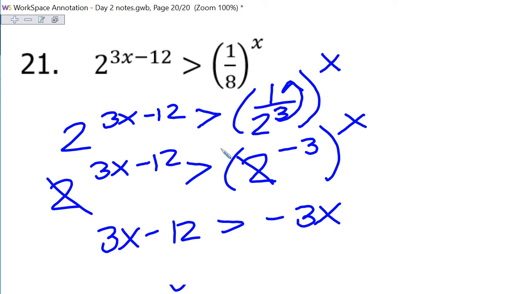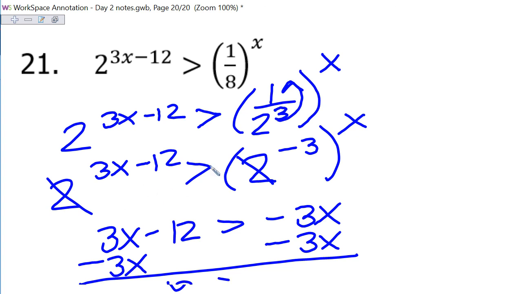You want to add 3x or subtract 3x? Subtract 3x to both sides. Either one would work. So that would give me negative 12 is greater than negative 3x. Negative 3x makes negative 6x. How do I get rid of the negative 6? Divide both sides by negative 6. And when I divide by negative, what do I have to remember to do? Flip the sign. So instead of a greater than, it changes to a less than.